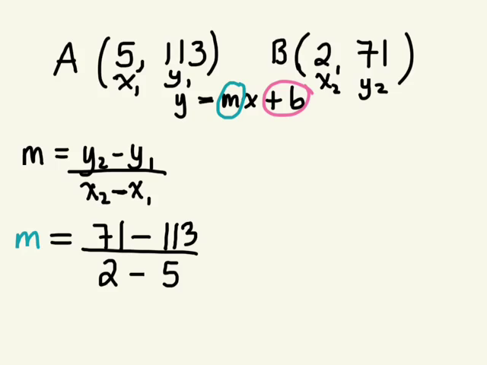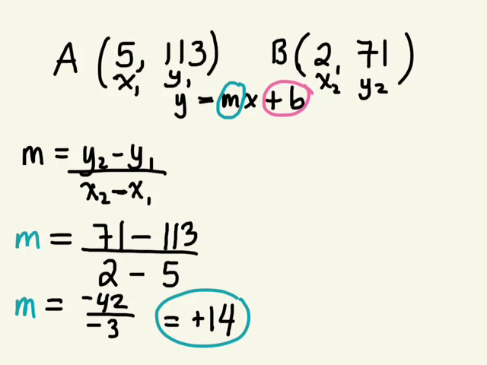Okay, let's simplify this to find m. -42 over what? Good, -3. Can we simplify that? What's a negative divided by a negative? Positive, and 42 divided by 3? 14. Good. We figured out part of the equation. We have our m. So I can plug that in for my equation. So far we can say that the equation of this line is y equals 14x plus something.